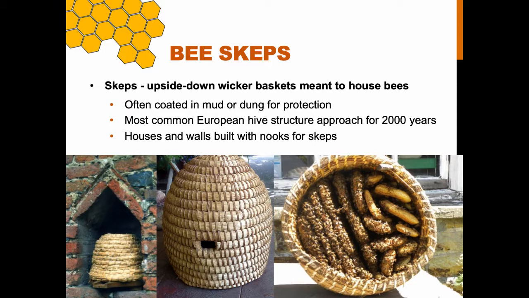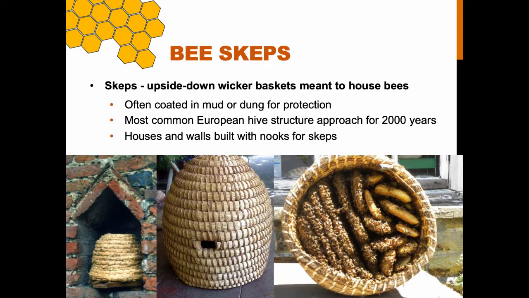The idea is that the bees will build their hive inside that wicker basket, they have some protection, and you can then harvest from it. This was definitely the most common way that bees were kept across much of Europe up until the modern age. And you can actually see this in a lot of European architecture. It was commonplace that if you were building a stone house or a stone wall in Europe, you would intentionally build little nooks like this into the walls of whatever structure it was, so that you could keep skeps inside of those.